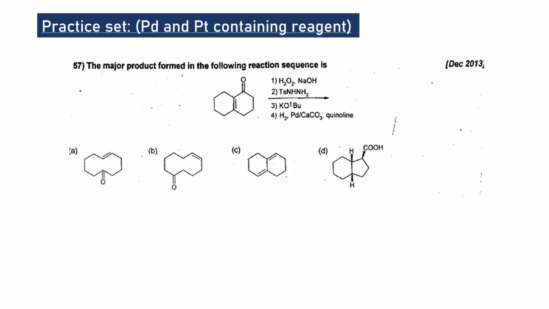So there is some question based on palladium and platinum containing reagent. What will be the major product formed in the following reaction sequence? Let's go step by step. In presence of H2O2, there will be a formation of epoxide here. This is called an Eschenmoser type of reaction.